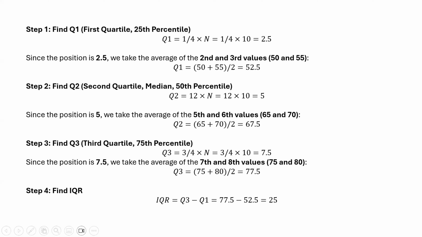Here the position is 2.5. You took the average of the second and third. When it comes to the fifth one, you took 5 and 6. When it comes to 7.5, it's the same exception. I'll tell you next why. So here we are calculating the median.